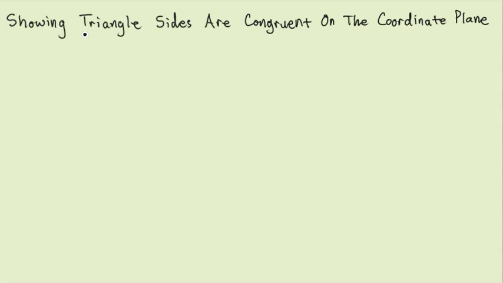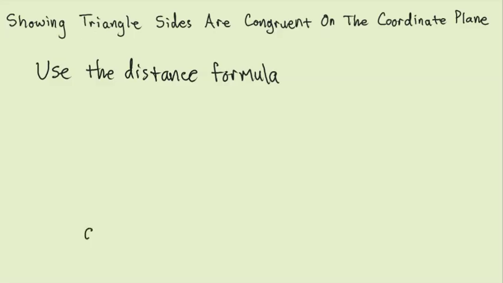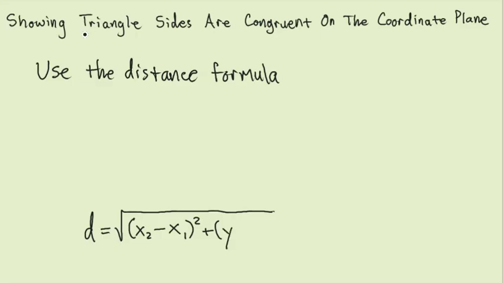Use the distance formula. Let me remind you the distance formula. Distance is equal to the square root of one x value, which we call x2, minus the other x value at the other end of the line, x1, squared, plus the y value of one endpoint, y2, minus the y value of the other endpoint, which we'll call y1, squared.